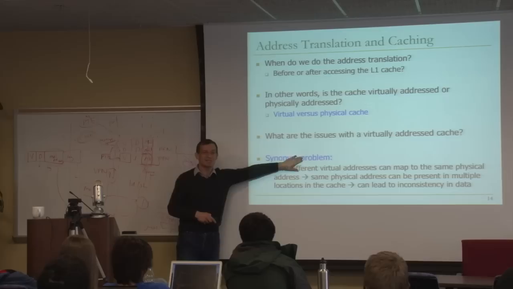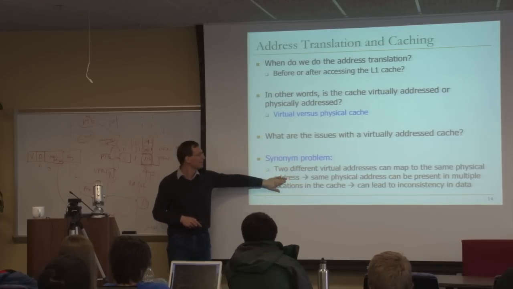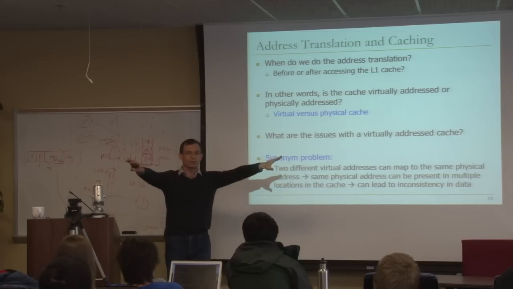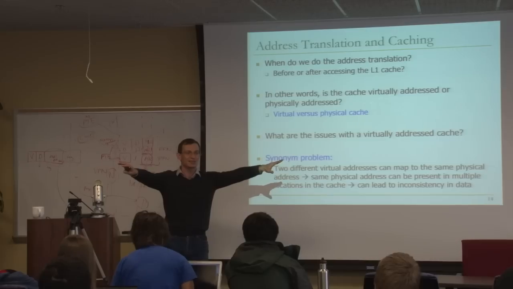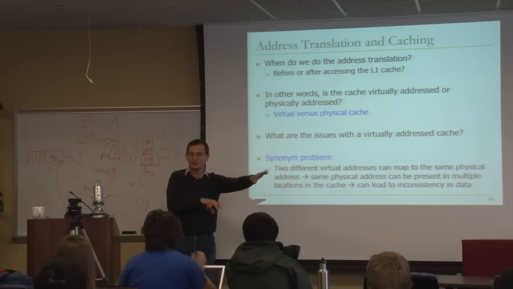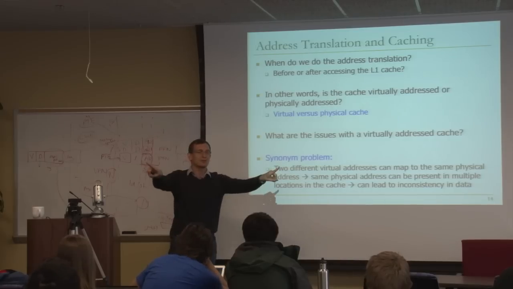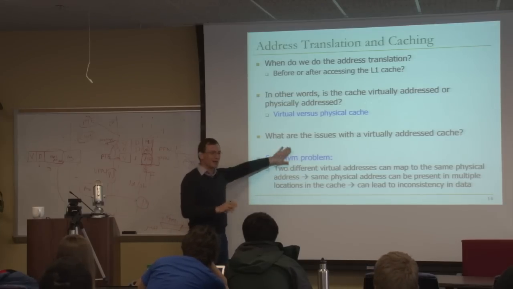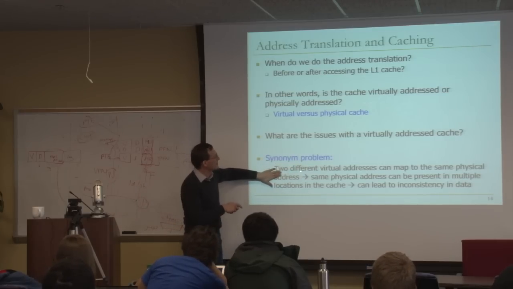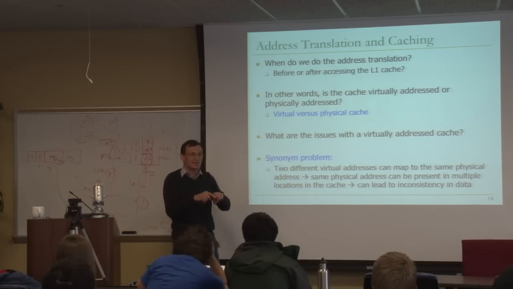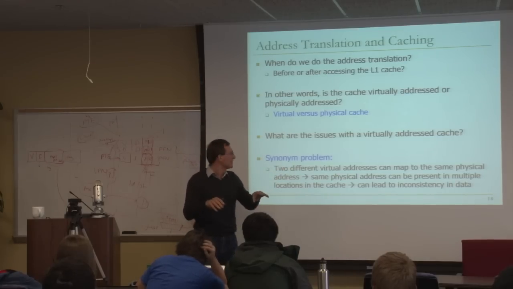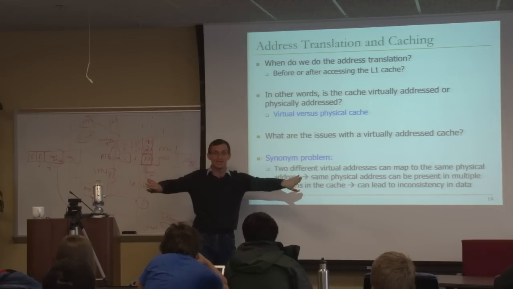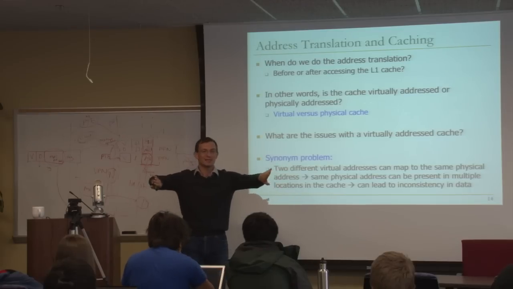Basically, two different virtual addresses can map to the same physical address. Let me get back again. OK, the synonym problem says two different virtual addresses can map to the same physical address. If you have a virtual cache, these two different virtual addresses will map to different indices in the cache. But you're storing the same physical address. They really should be referencing the same data.